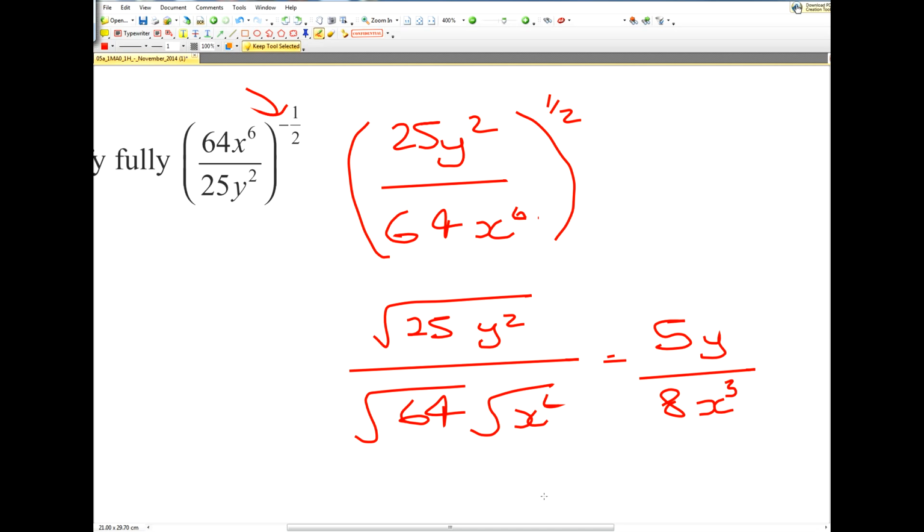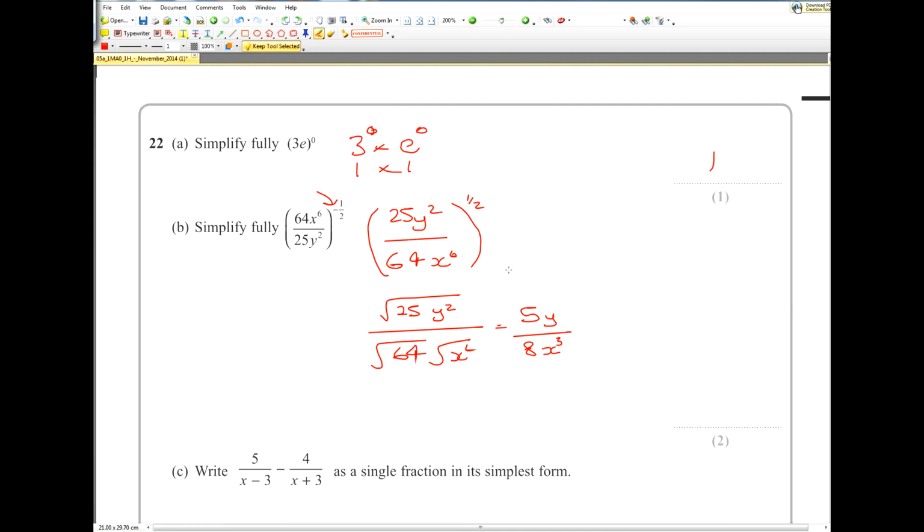Nice and big. 400% enlargement. Whoa, what am I meant to do that?